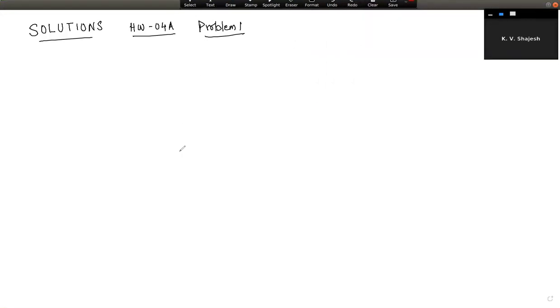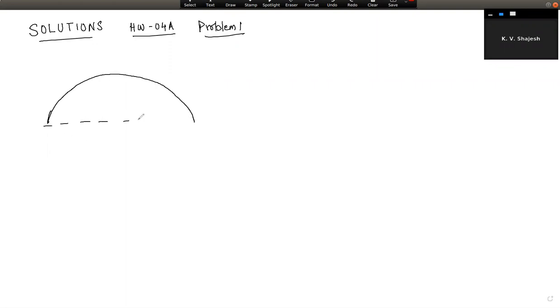Hello, this is Solutions for Homework 4A, and let's begin with problem 1. Problem 1 talks about projectile motion, and specifically, it gives you the launch. It says that the launch speed of a projectile is 3 times its speed at maximum height. So let me draw a projectile. So that's a simple projectile.